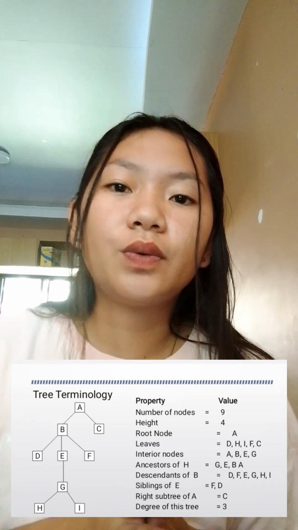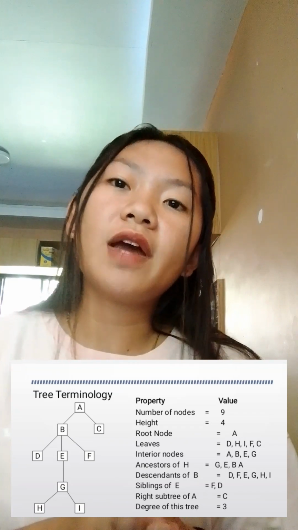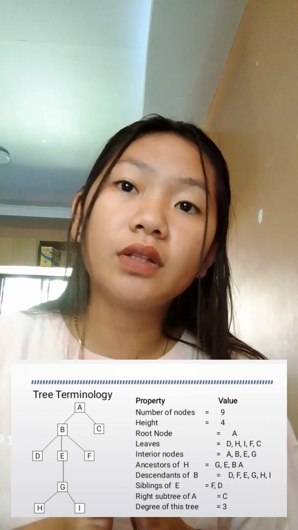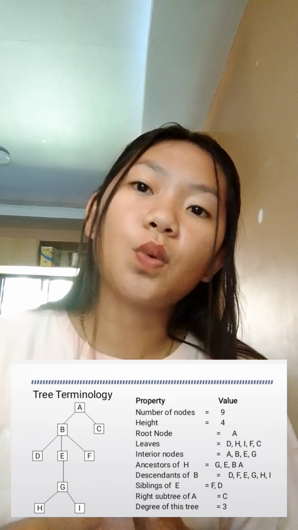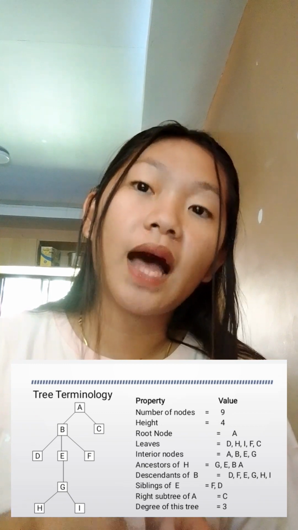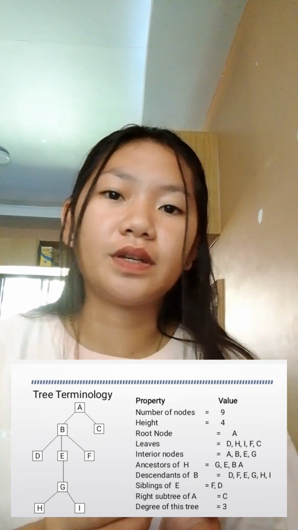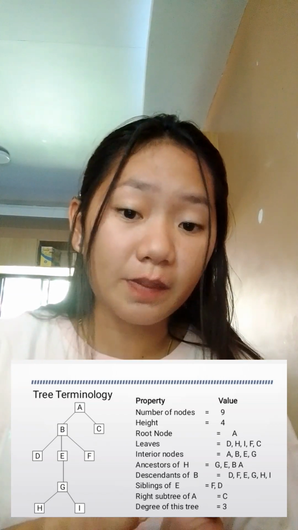Next, lastly, would be the degree of this tree. So we will find the degree of this tree. As we can see, we have a degree of 3: 1, 2, and 3. So exactly, the degree of this tree is 3. So that's the example of tree terminology.